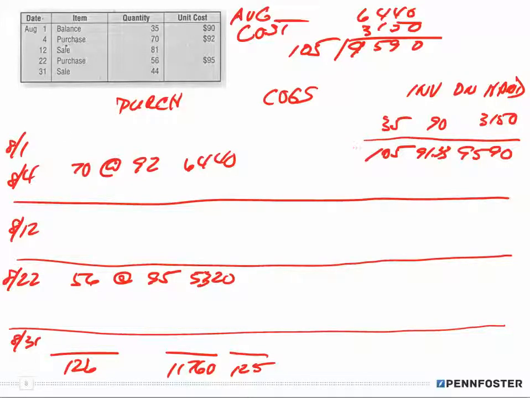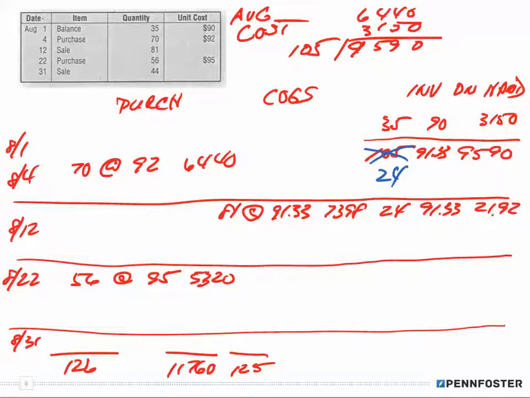Okay. And so now when we go to make a sale, we're selling 81 of the units, and they're at $91.33, right? Because that's my average cost. That gives me a total of $7,398. Remember, we're rounding all of this stuff, okay? So instead of having 105 units, now we only have 24 left because we sold 81 out of the 105. So we have 24 units still on hand at 91.33, and that gives me 2,192 as my inventory on hand.